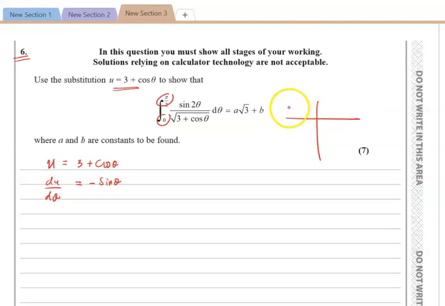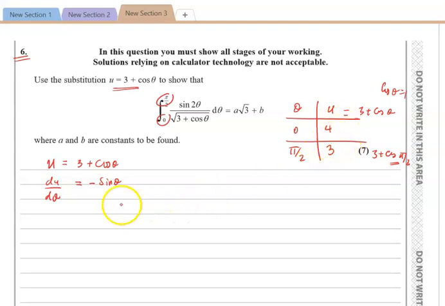So for your limits, you have the limits of theta, and now we want the limits of u. When theta is equal to 0, u is equal to 3 plus cos of 0. Cos of 0 is equal to 1, so this is going to be 4. And for theta equal to pi by 2, u is 3 plus cos of pi by 2. Cos of 90 degrees is 0, so this is going to be 3. These are your new limits.